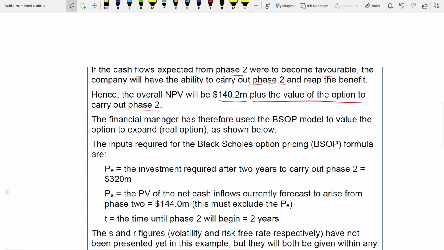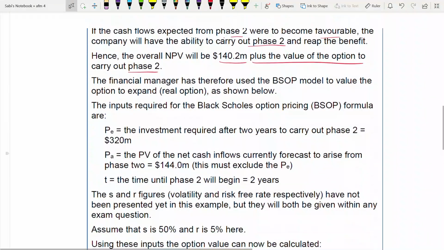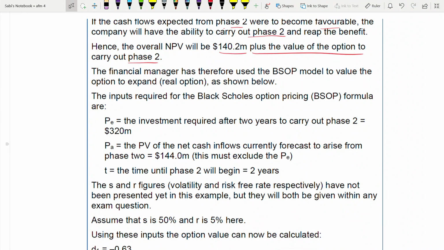Now you have to use your Black-Scholes option pricing model here to find out the value of the option of phase 2. They have already done it here. So first you need to find out the 5 variables you need: S, PE, PA, and T, R. Exercise price you need to find out. Underlying asset you need to find out. Time is given. S is given. R is given.